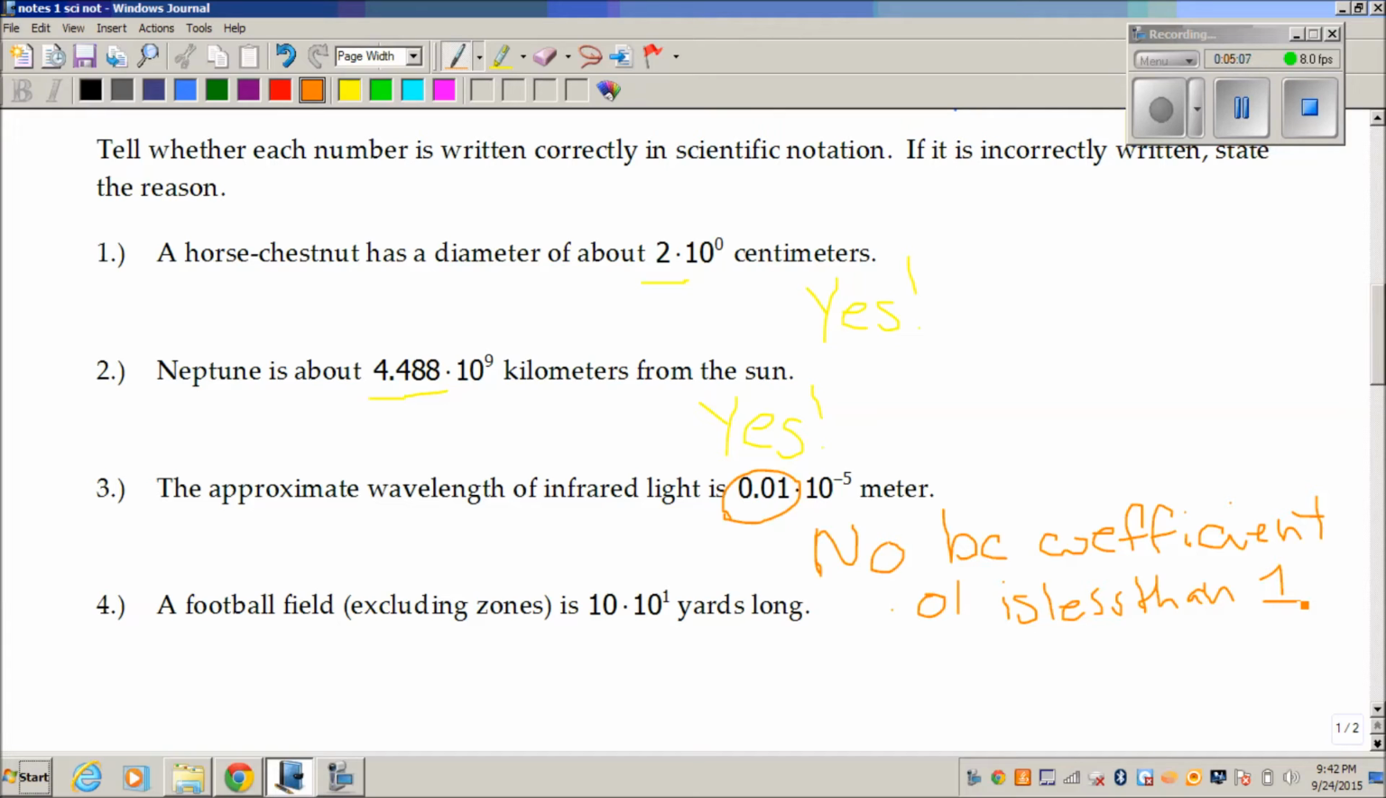Okay, and then let's take a look at the next one. It says number 4, a football field, excluding the end zones, is 10 times 10 to the first yards long. Well, again, let's look at the coefficient. Is the coefficient bigger than 1? Yes. Is it less than 10? No, it's not less than 10. So here, again, the coefficient is the problem. So no, this is not in scientific notation, and the reason is that the coefficient is too big.